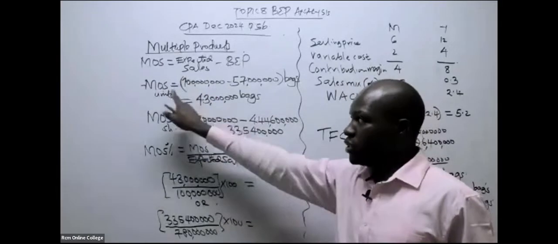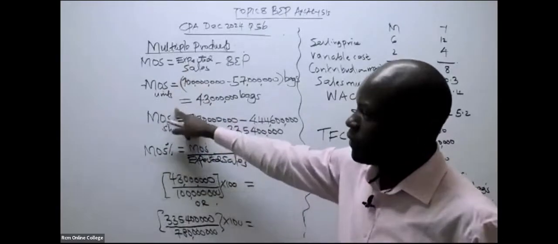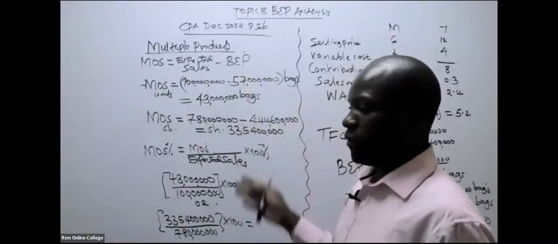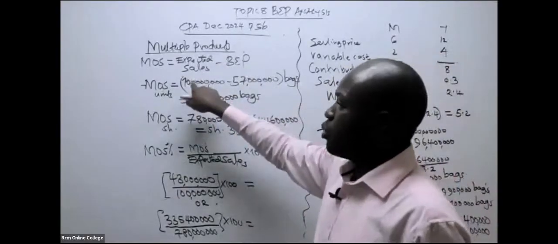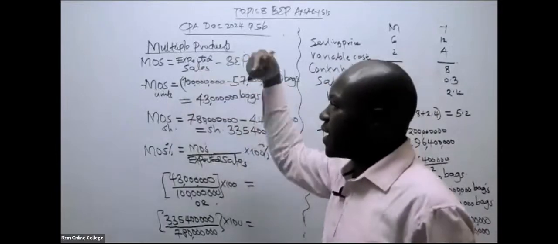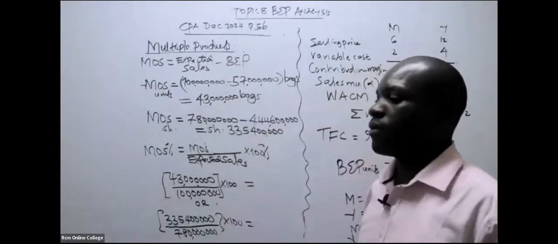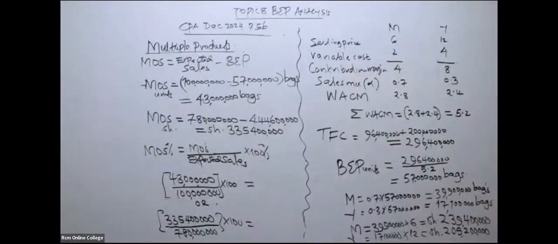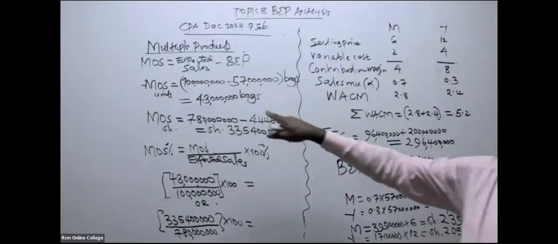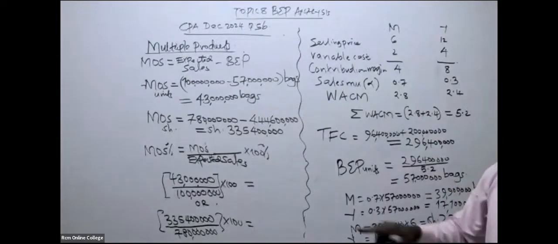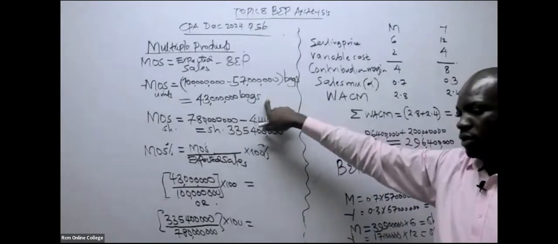Margin of safety in units, we said it is expected sales minus break-even point, full stop. Now that we have decided to put expected sales in units, which is 100 million, what is our break-even point in units? So when you take 100 million minus 57, what are you getting? Is it anything close to this 43 million?